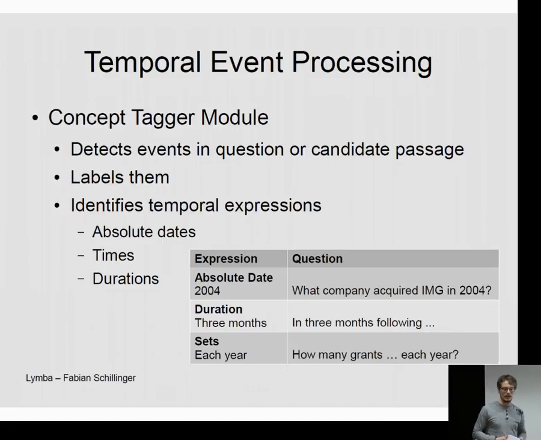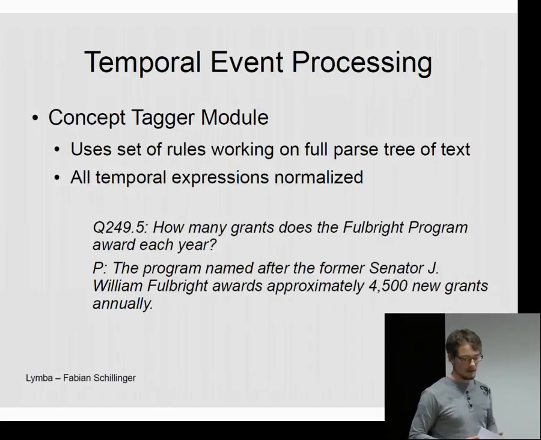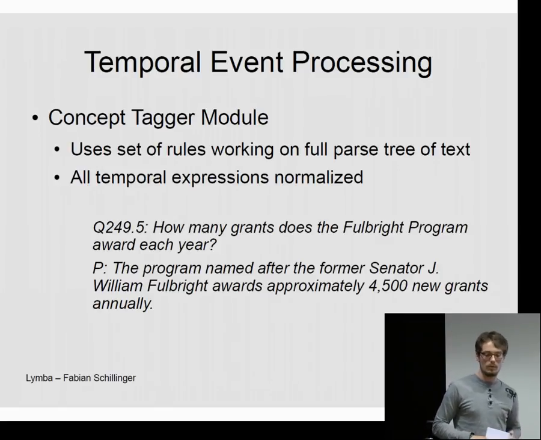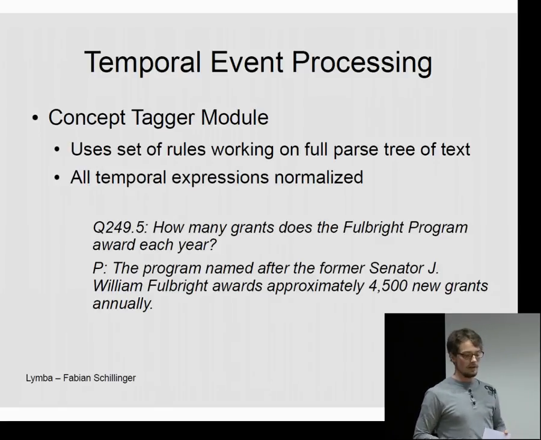It also identifies temporal expressions with absolute dates, times and durations. Absolute dates, for example, 2004, what company acquired IMG in 2004. Duration, for example, 3 months, in the 3 months following, or sets, each year, how many grants each year. It uses a set of rules working on the full parse tree of the text. And finally, all temporal expressions are normalized.